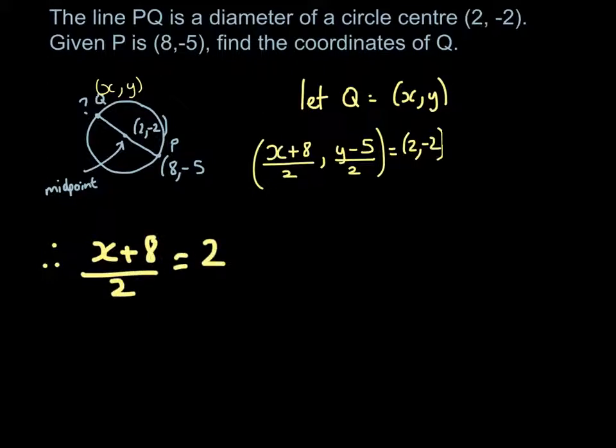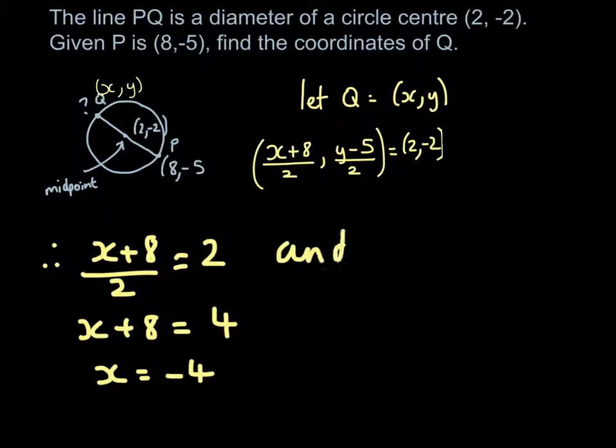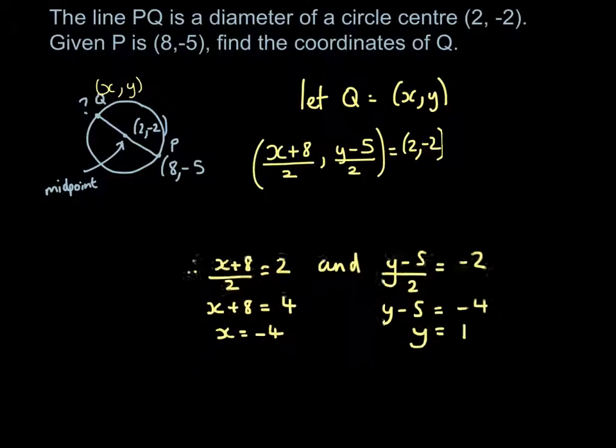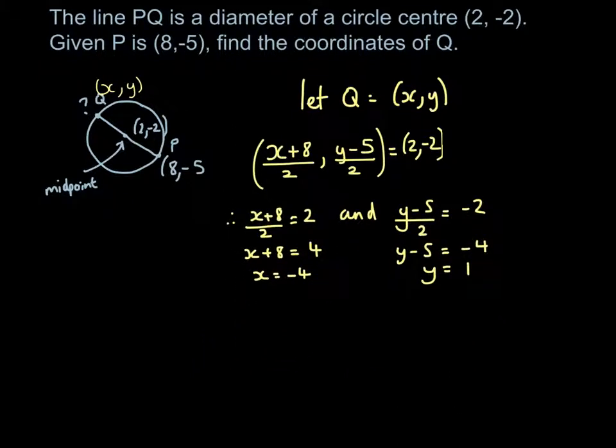So we know x plus 8 divided by 2 must be equal to 2. That's going to be x plus 8 is equal to 4, so therefore x is equal to minus 4. And then if we do the same with the y's, so we've got y minus 5 over 2 is equal to the y coordinate, which is minus 2. So that's y minus 5 equals minus 4. That gives us y equals 1. Okay, so therefore we now know that the coordinates of Q is going to be minus 4, 1. And you can check that back to your sketch to see if it makes sense.